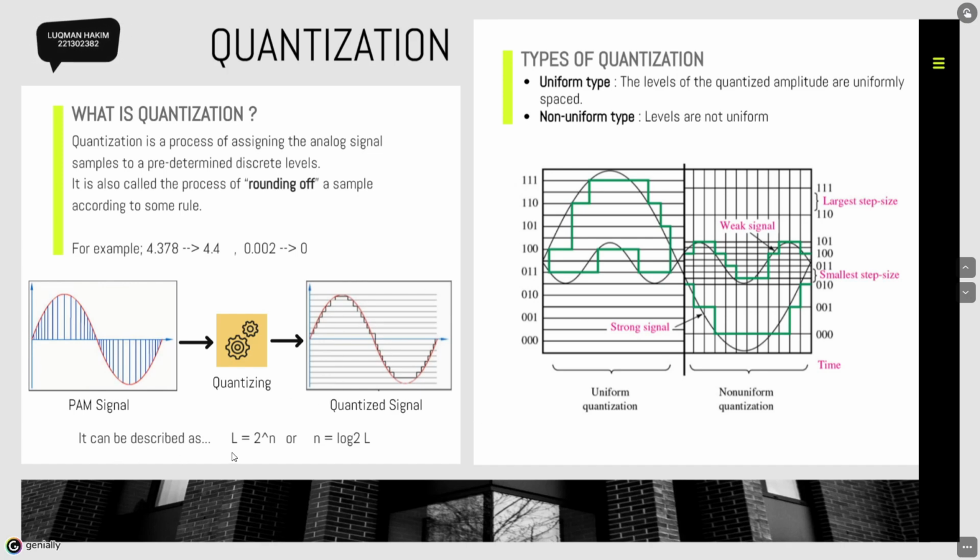It can also be described as L equals 2 to the power of n, or n equals log base 2 of L.